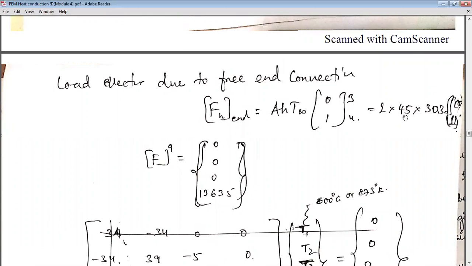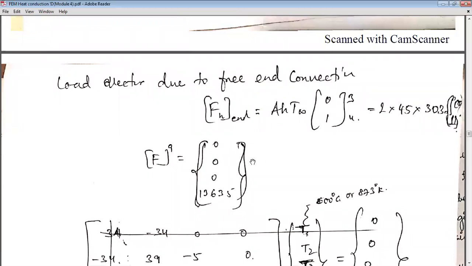So 1 into 45 into 303, it will be 0, 1. So 0, 1 I will be writing, 3, 4. And then I will be putting it completed. So 45 into 303 will be 13635. You have to multiply this. 13635 I will be getting. So I will be writing the overall convectivity core matrix 0, 0, 0, 1, 6, 13635.